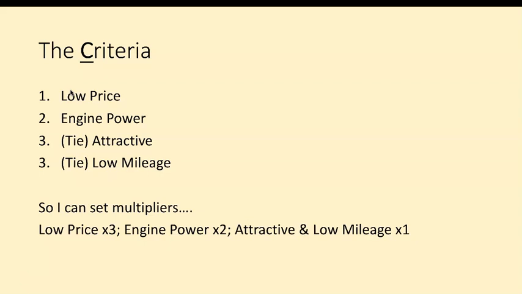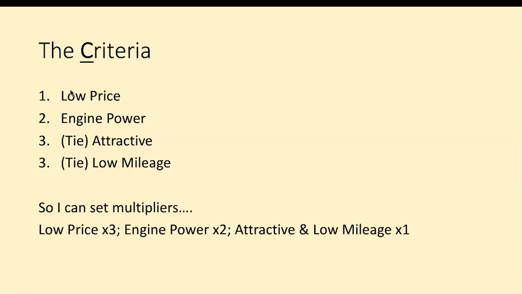So we look at the criteria for my car. My top priority or criteria is that it's a lower price. I didn't expect to crash the bus, and so I haven't saved up enough to go out and get a new vehicle. That's why I got to look for an older one. Secondly, a little engine power or having a motor that's large enough to get up to speed quickly is important to me.